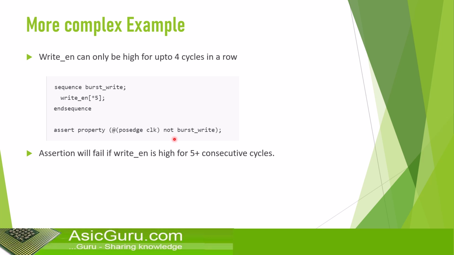And why must such a sequence not occur? Because it says that the write enable signal is high for 5 or more cycles. But what we need to check is that write enable can only be high up to 4 cycles, not more than 4. That's why we are asserting that such a sequence must not occur.